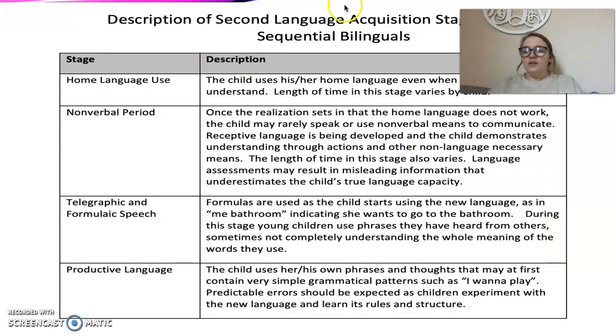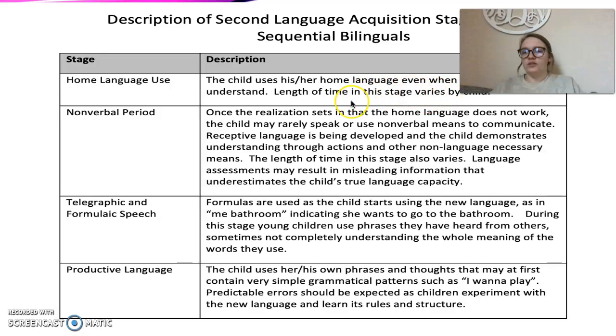Alright, so the main focus and the main educational piece of this project and video was learning more about second language acquisition and the stages. This is a good visual PDF I found to help me get a better understanding of each of the stages. It talks about the first stage, which is home language use, where the child uses his or her own language even when others do not understand. Length of time in this stage varies by child.